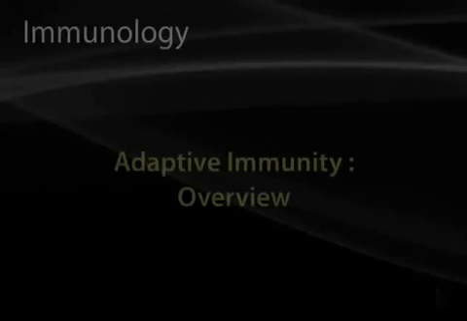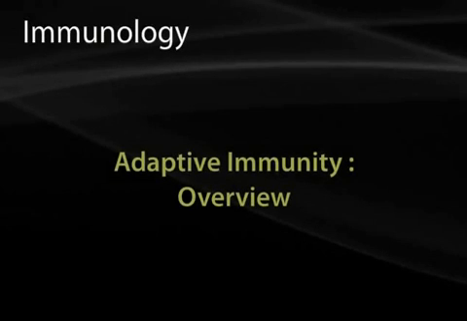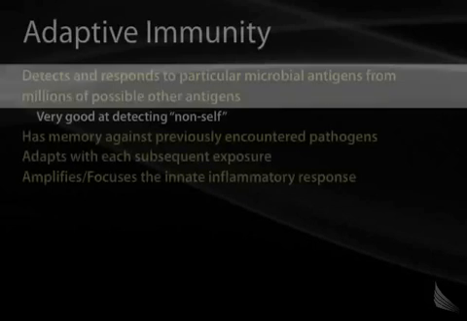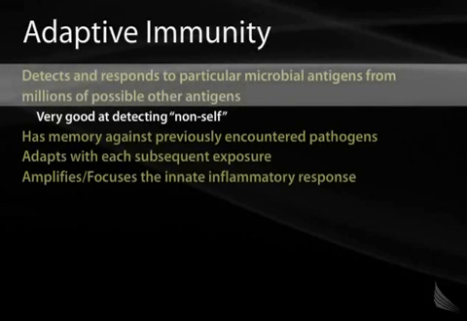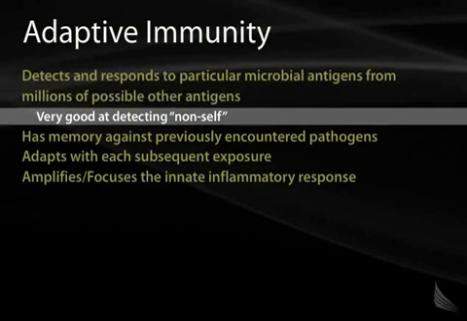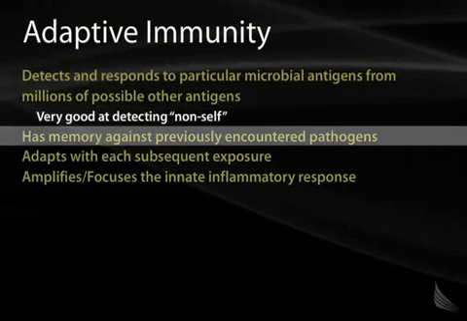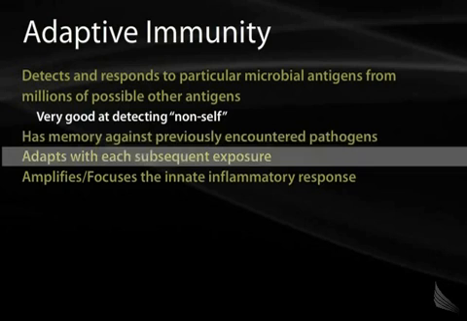In this section, we'll have a general overview of adaptive immunity. Adaptive immunity detects and responds to particular microbial antigens from millions of possible other antigens. It's very good at detecting non-self. Adaptive immunity is known for its memory against previously encountered pathogens, and also known for its adaptive qualities in that it can adapt for each subsequent exposure.